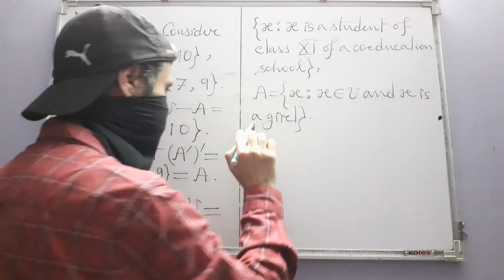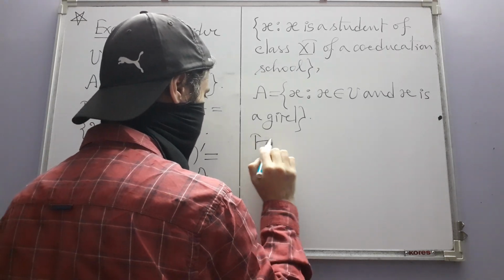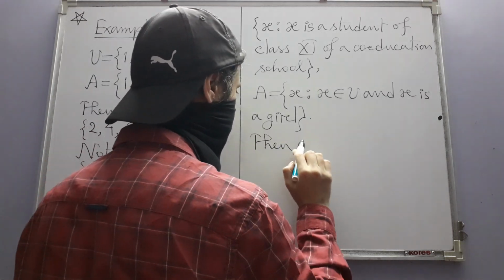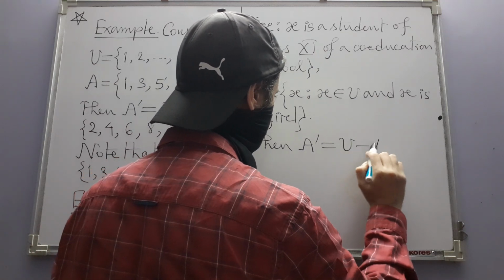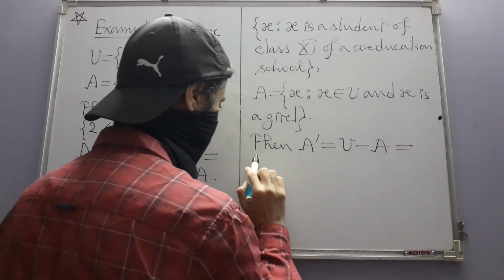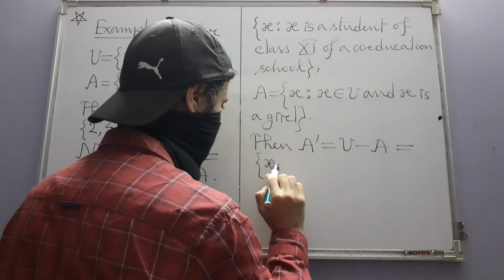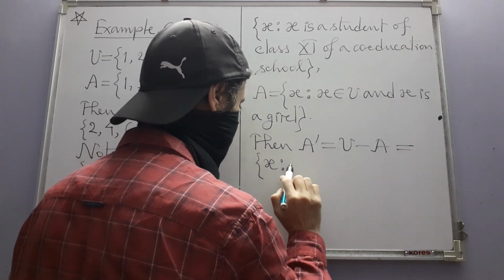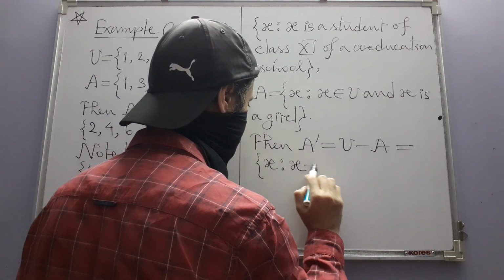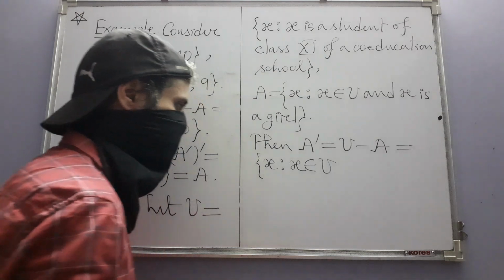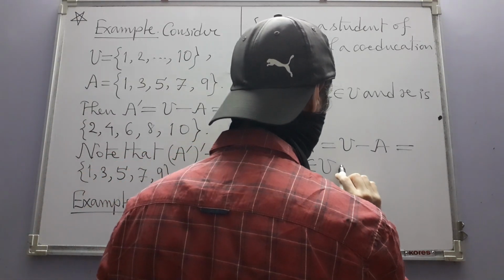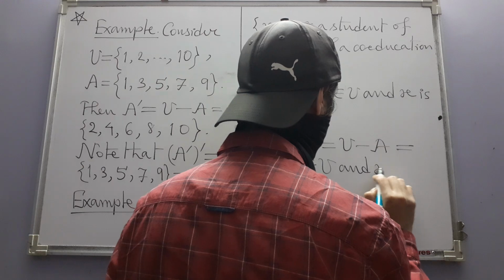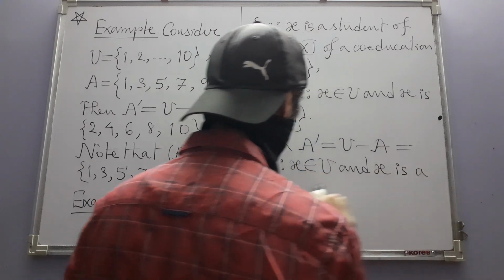Then A complement, which is U difference A, is the set of all X such that again X is a student of class 11 in that school, that is X belongs to U, and X is a boy.